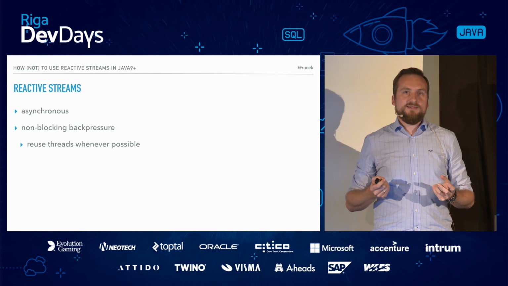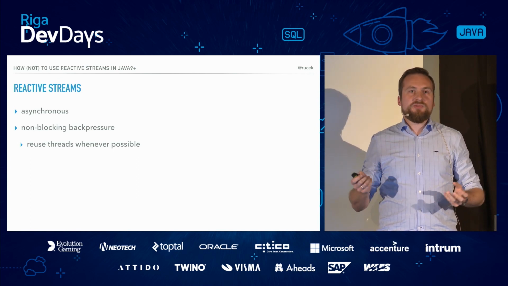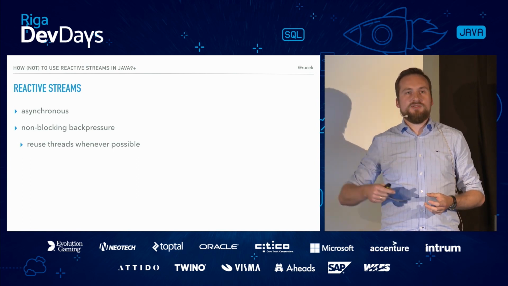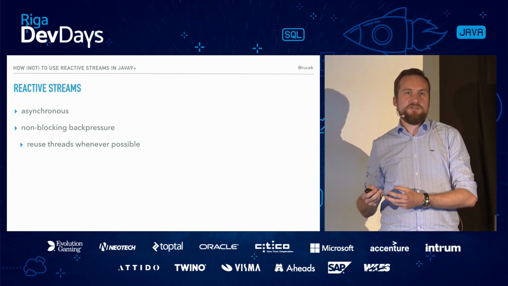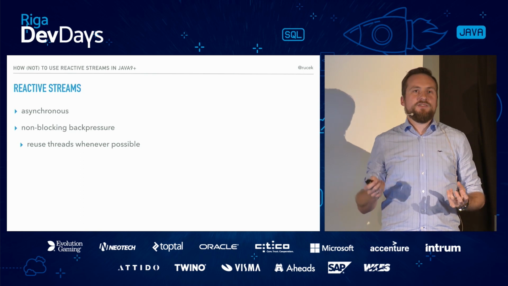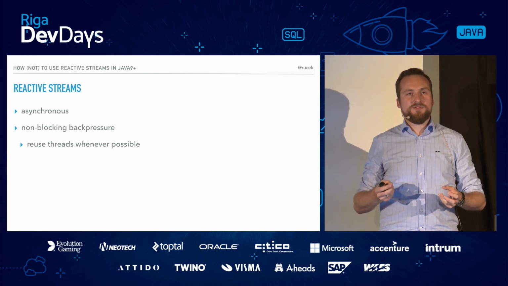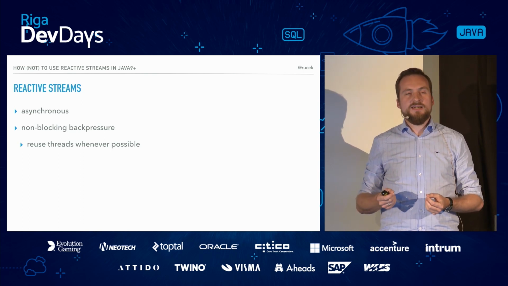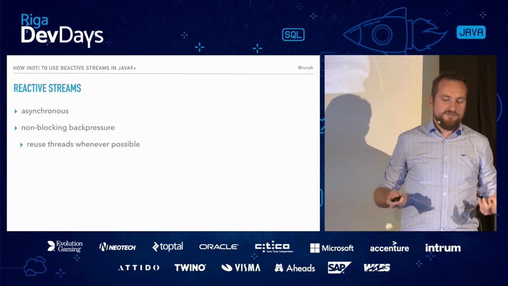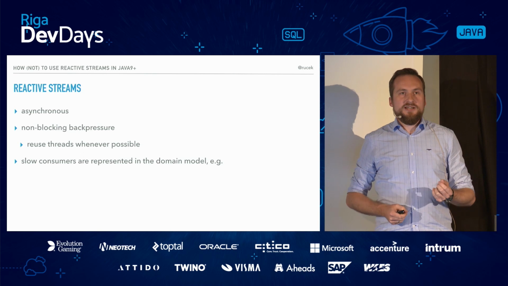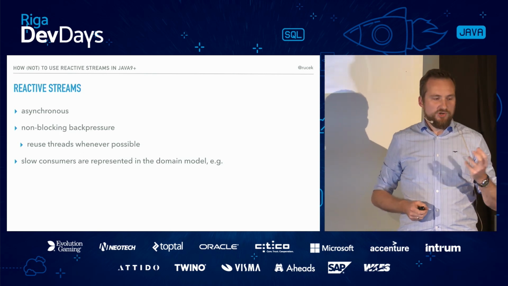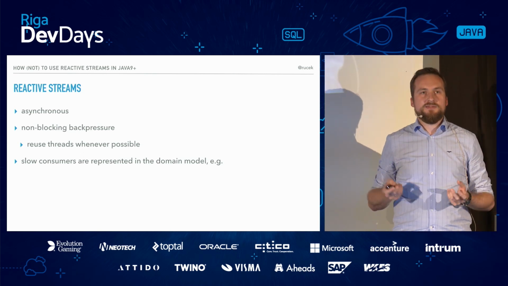And this lets the CPU and/or the operating system reuse threads when possible, because if the backpressure was blocking, we would have some threads that are blocked and cannot be used. But if the general processing is asynchronous and the backpressure is non-blocking, then the threads can be reused for some other purposes. The other important attribute of reactive streams is that slow consumers are somehow represented in the domain model.